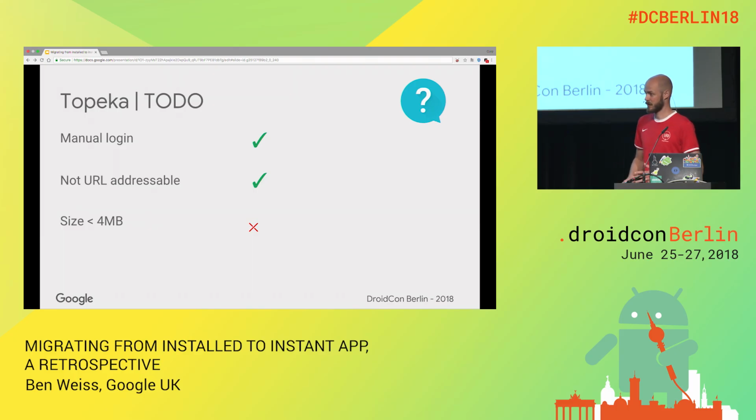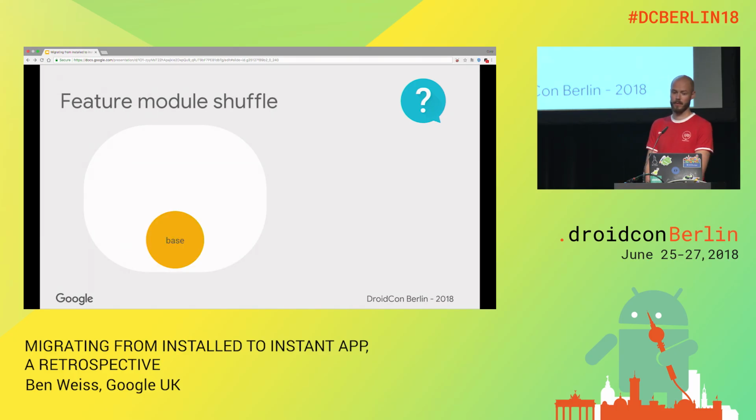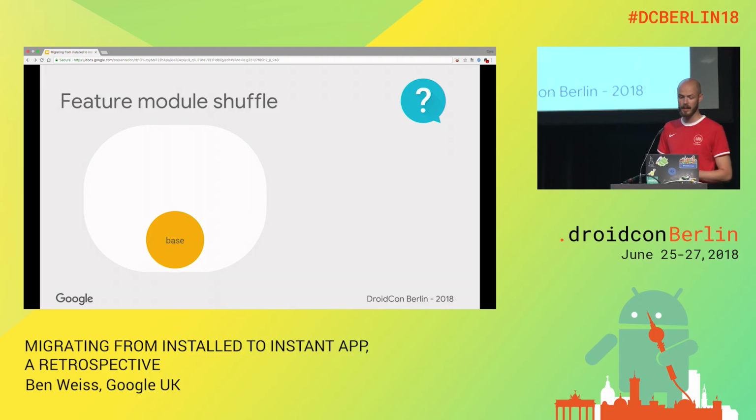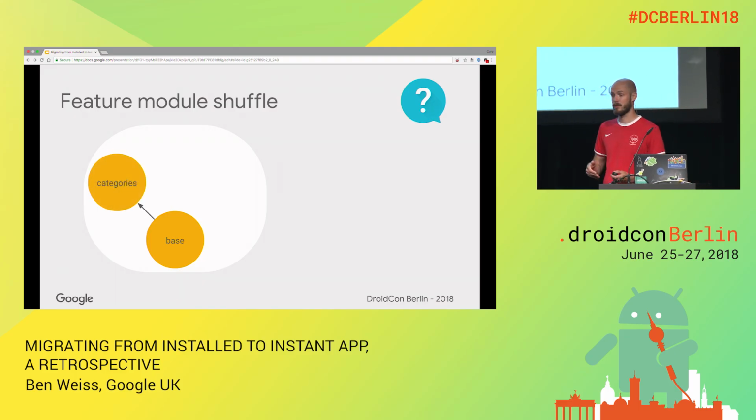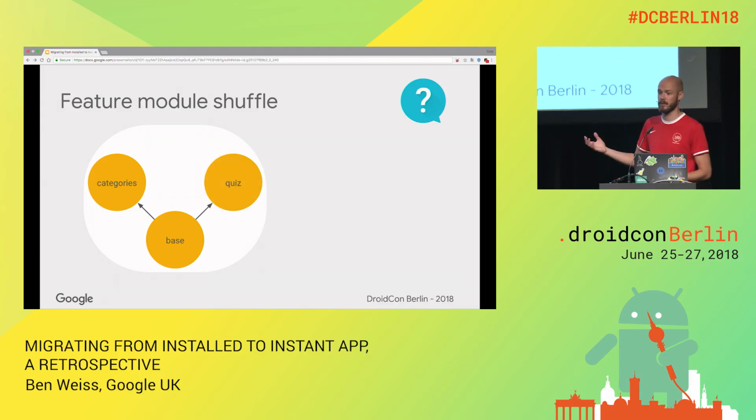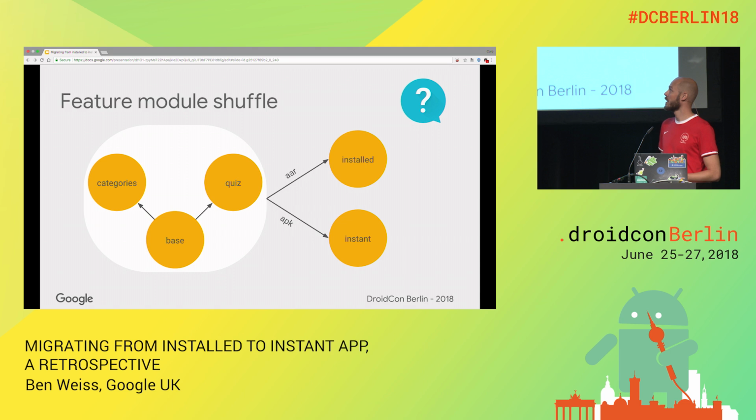But this is not where we want to stop. So we want to go further. We want to see what we can do with feature modules and how we actually can go into the modularization bit. Like I said earlier, there is a couple of modules that we're going to cut out. We've got the base module already, and from that we're going to extract the categories module as well as a quiz module. So those can be downloaded later on separately. And all of those get bundled into the installed and instant modules later on.